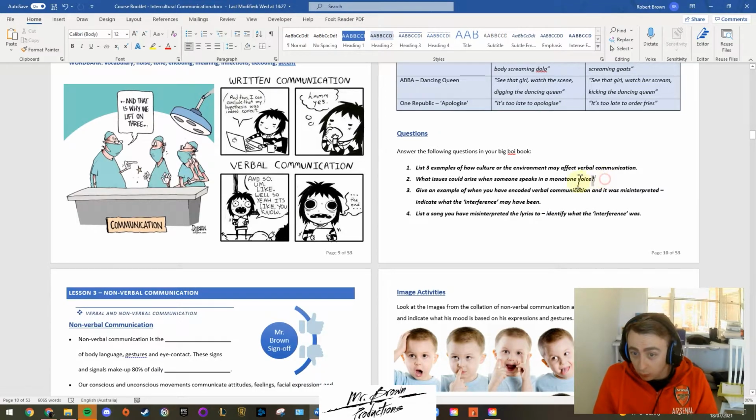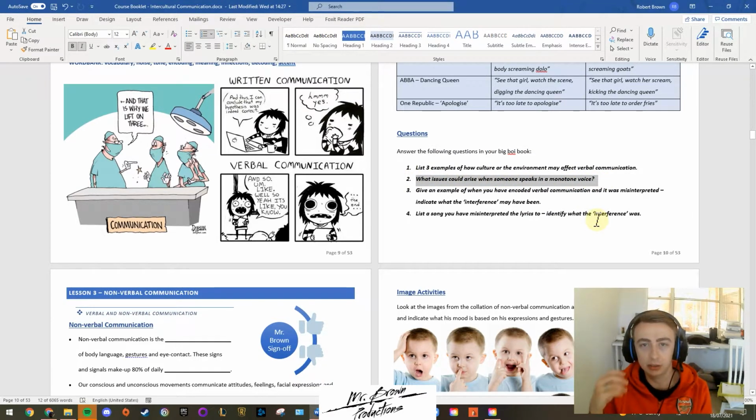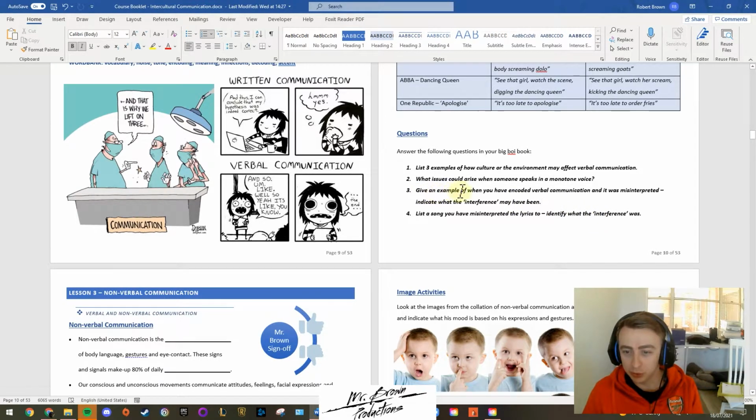2, what issues could arise when someone speaks in a monotone voice? Monotone voice being very flat with little expression whatsoever, like I'm speaking right now. So that would be an example of a monotone voice. Give an example, question 3, of when you have encoded verbal communication and it was misinterpreted.